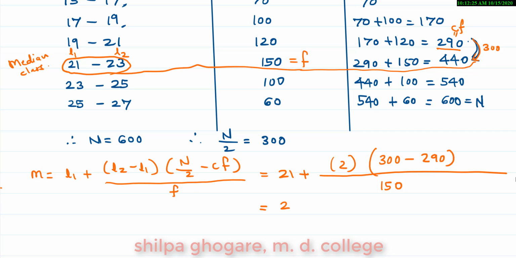Now calculation. 21 plus. Now see, this 300 and this 150 division cannot happen. It is inside the bracket. So the subtraction happens first and then the division. So I get 2 into, this is 10 upon 150. Now this 0 gets cancelled. And I am getting 2 by 50.